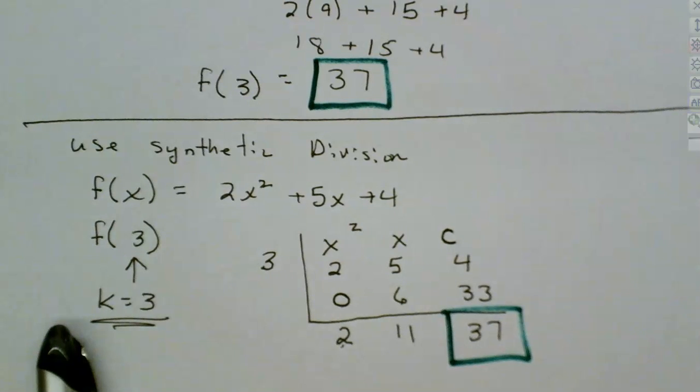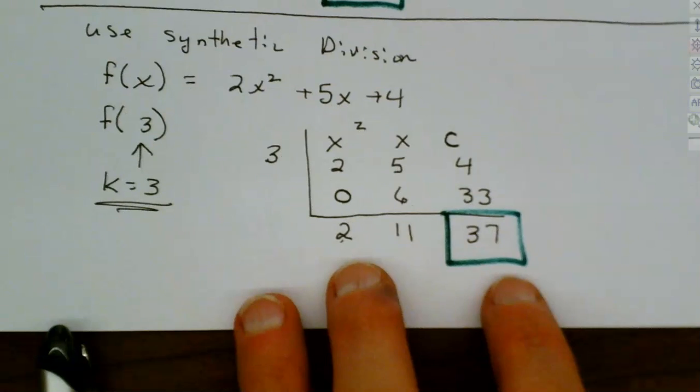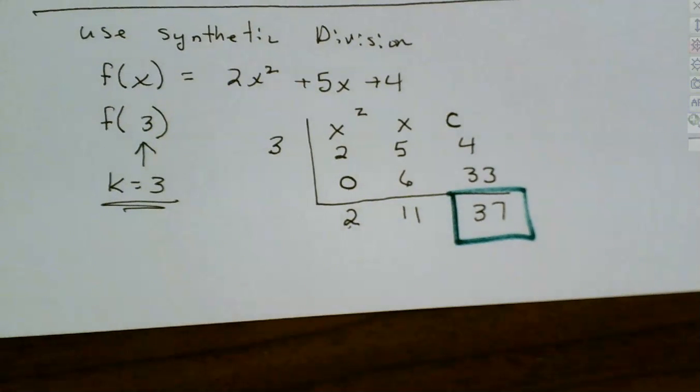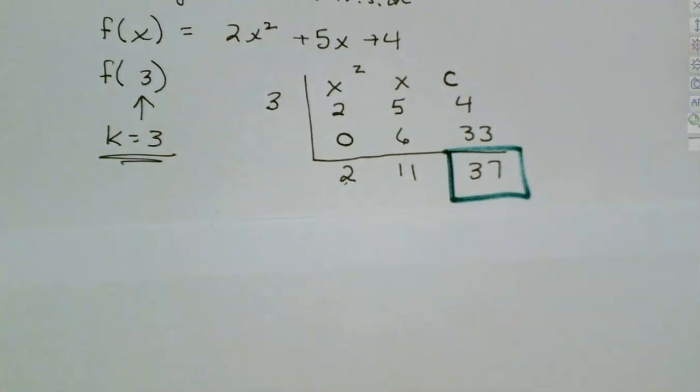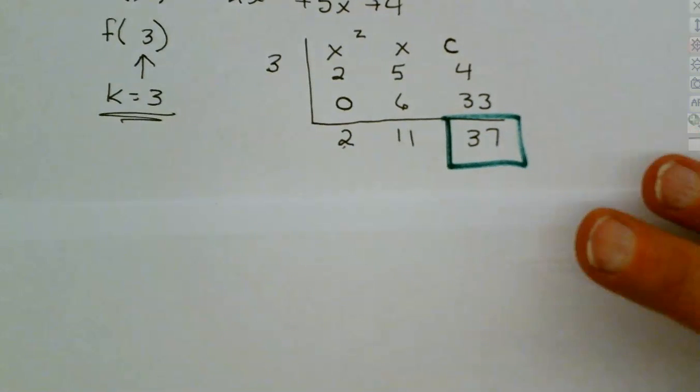We didn't have to square. We didn't have to do all that. Let's do another one so you'll see the big difference in the amount of time it takes. We're going to do a cube. We'll do a cube the normal way, and then we'll do a cube with synthetic division.